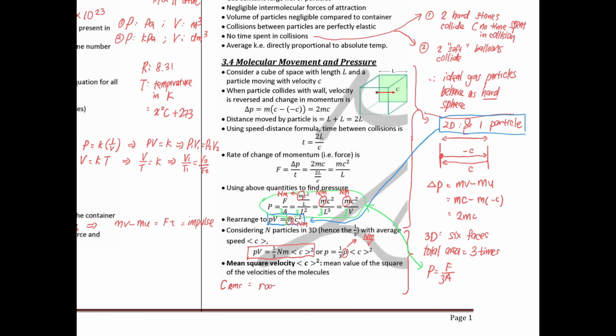Root mean square speed, which is the square root of c power 2. So if you square it, then we call it mean square velocity or mean square speed. Okay, you can also call this mean square speed. Mean square speed is already power 2, and the one before power 2 is root mean square speed. So be careful lah.